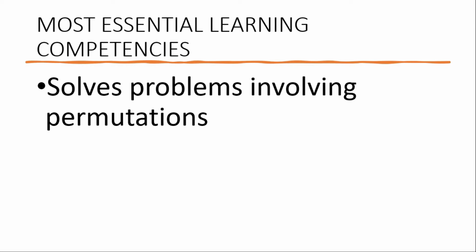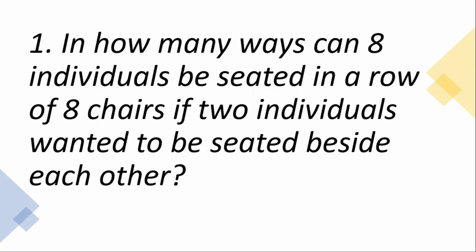Let us start with the most common problems involving permutation, that is, arranging objects or persons in a row. Number 1. In how many ways can 8 individuals be seated in a row of 8 chairs if 2 individuals want to be seated beside each other?